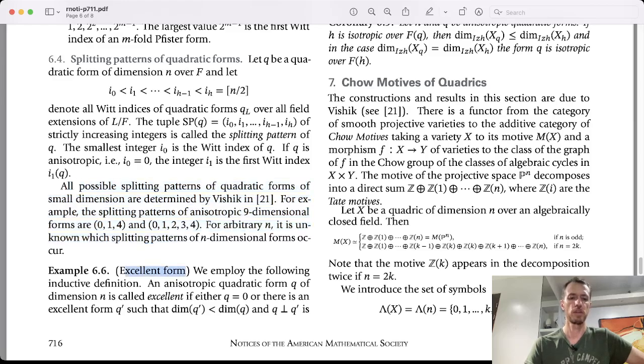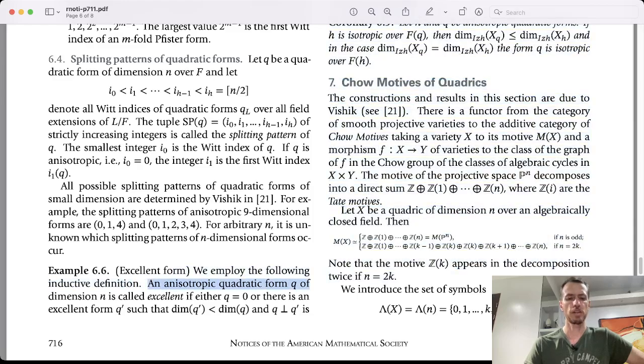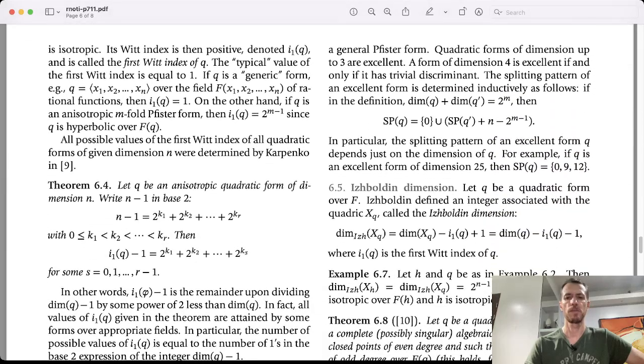Example, excellent form. We employ the following inductive definition. An anisotropic quadratic form Q of dimension n is called excellent if either Q equals 0 or there is an excellent form Q prime such that the dimension of Q prime is less than the dimension of Q, and Q but Q prime is a general Pfister form. Quadratic forms of dimension up to 3 are excellent. A form of dimension 4 is excellent if and only if it has trivial discriminant.